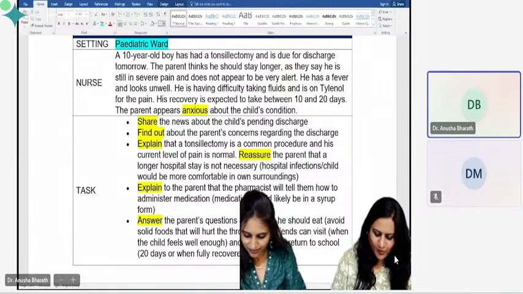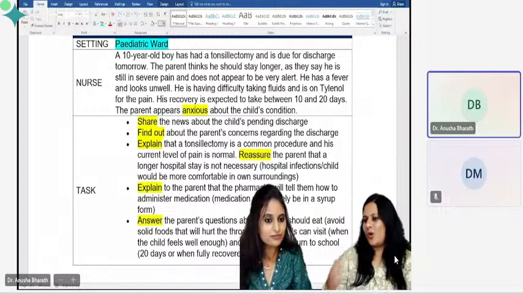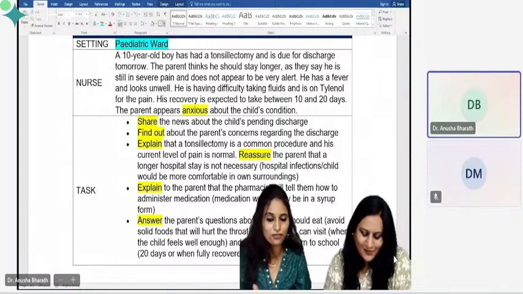Okay. So one more response here: "Hi, good afternoon. Please don't worry. We shall explain to you about the condition of your child." We can make it more professional. I think now we'll rephrase it for you.